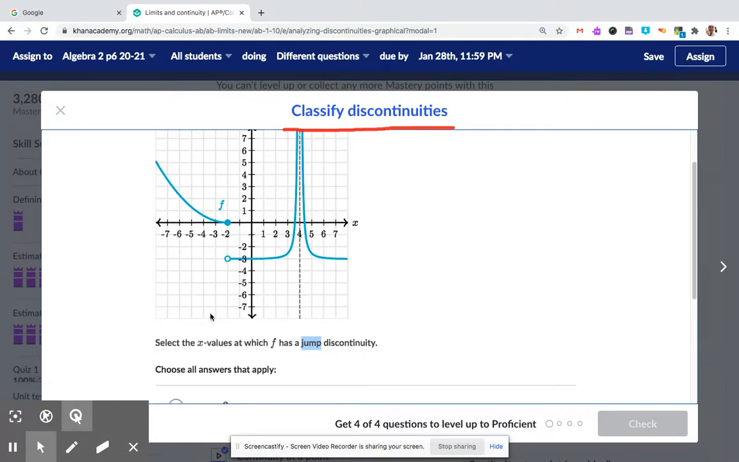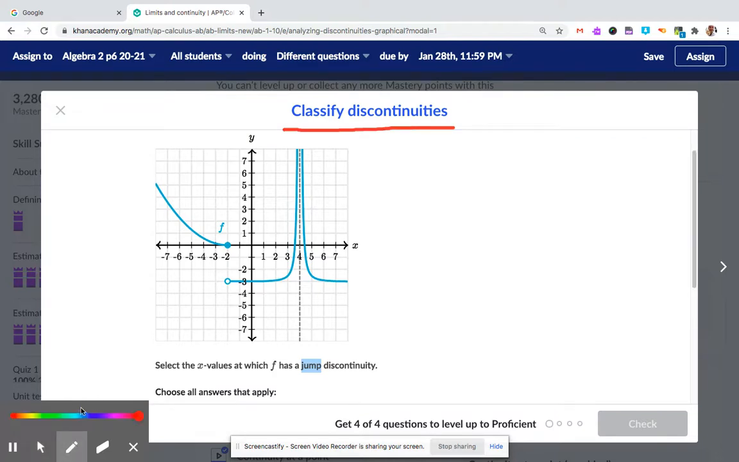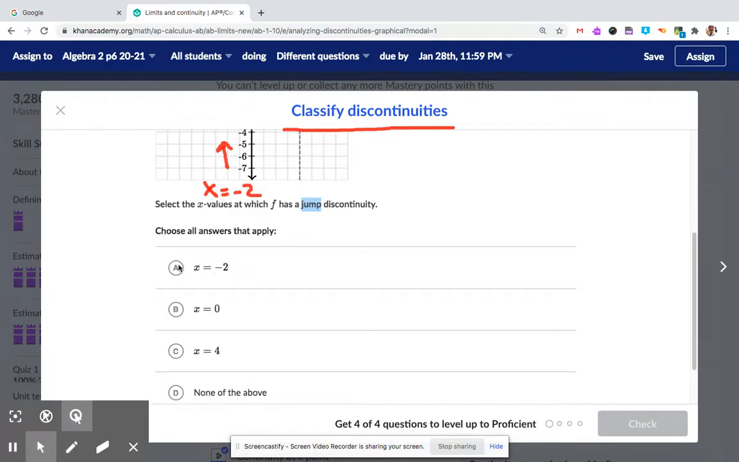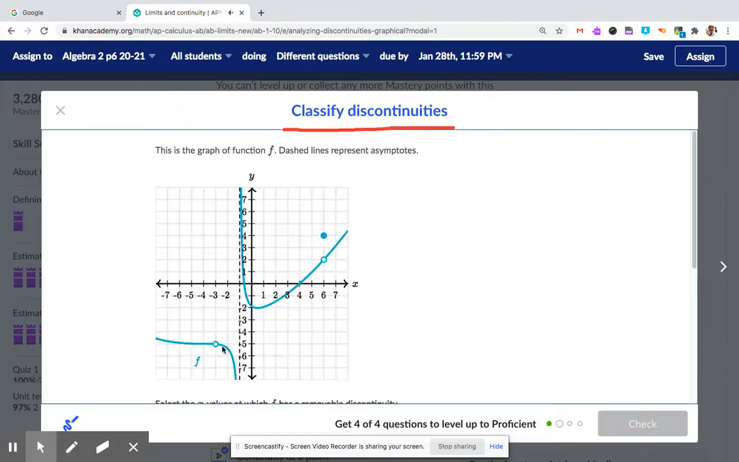As we look at this, is there anywhere where the graph jumps? We're looking at the input, so what's the input where it jumps? We can see that right here at x equals -2, and this would be an infinite discontinuity, but they're not asking about that. A jump discontinuity only at x equals -2. Okay, let's keep looking. Careful, a lot of these have multiple answers.